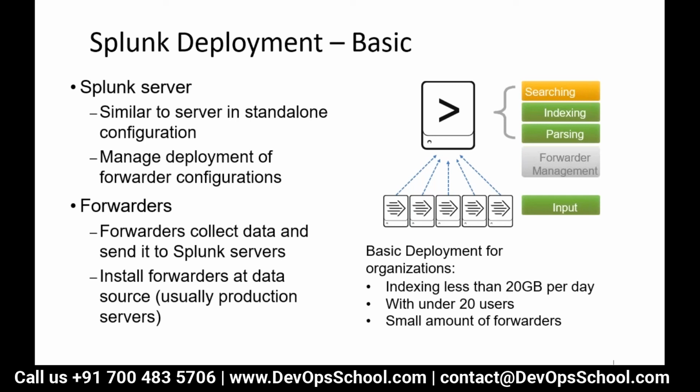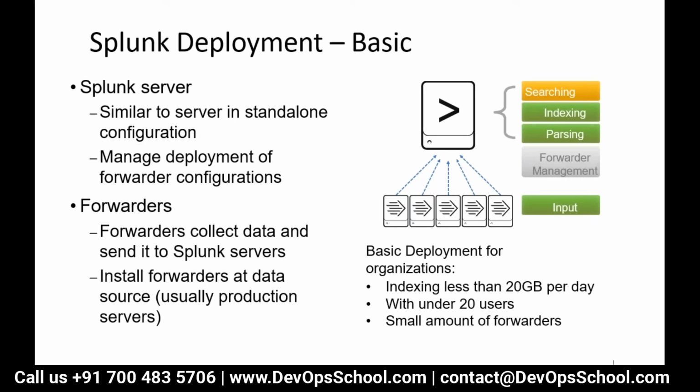The number of forwarders you set up depends on the amount of data you are indexing per day. With this you can serve up to 20 users and a small number of forwarders, let's say 5, 10, 15, 20, whatever it is, a small number. So if you want to deploy the basic one, this is the prerequisite. Guys, has everyone understood this deployment of Splunk Enterprise? Yeah.